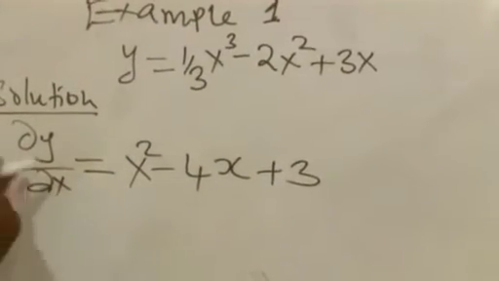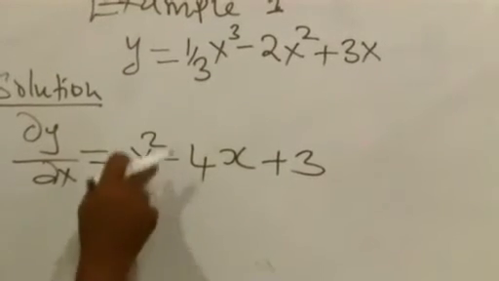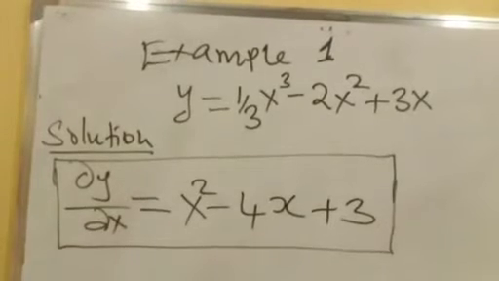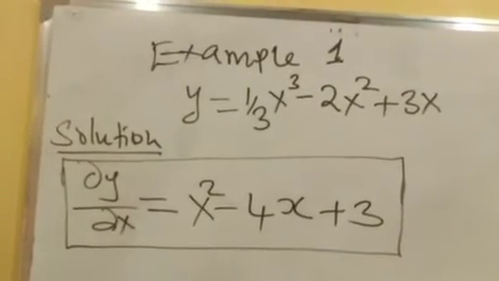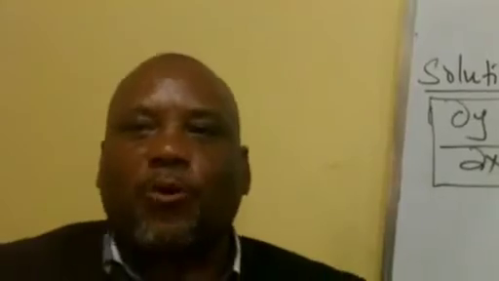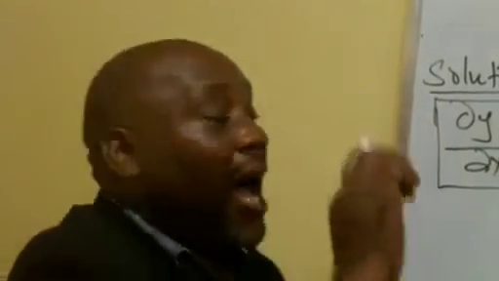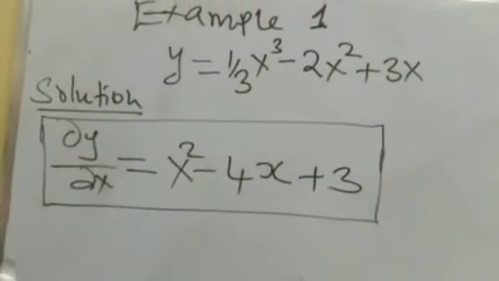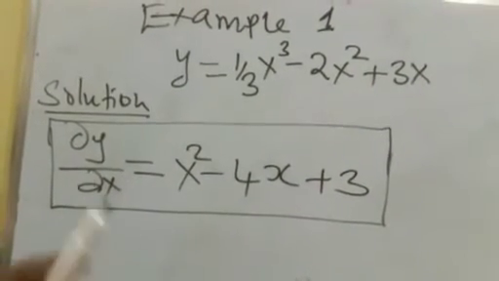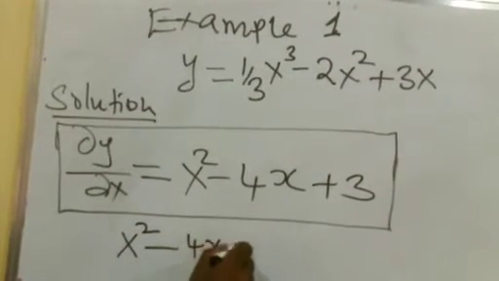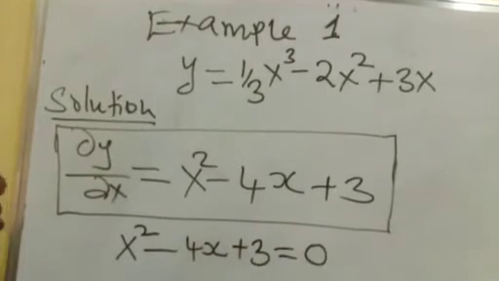So our gradient function for this function is x squared minus 4x plus 3. We know that at the stationary point, the gradient equals 0. That's what we said. At the turning point, the gradient equals 0. So we have our gradient function, and this one we are going to equate to 0 because that is where the gradient goes to 0, and that's our turning point. So this one is going to be x squared minus 4x plus 3 equals 0.